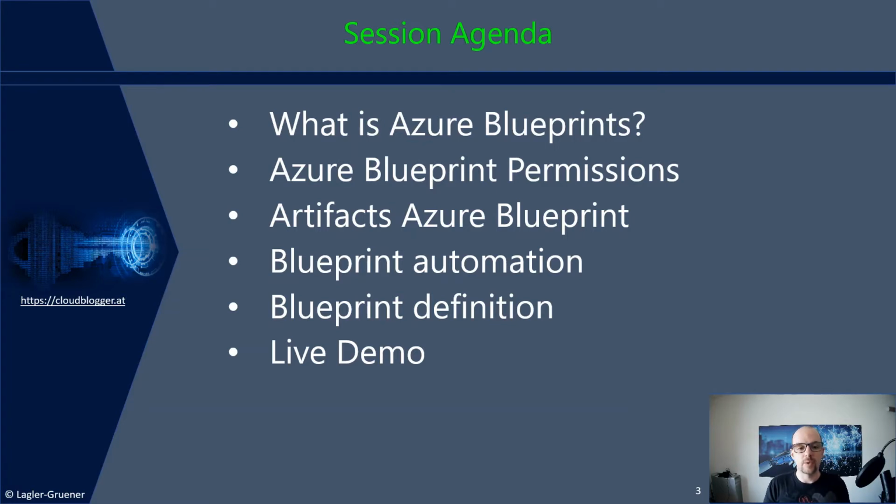Then we go to the automation part: how can we automate Azure Blueprints from an infrastructure as code perspective? At the end, we think about what we should do to define a new blueprint. There are different steps available. And at the end, you will see a live demo where I want to show you how you can create a blueprint, what kind of artifacts you have, and how the assignment should work.